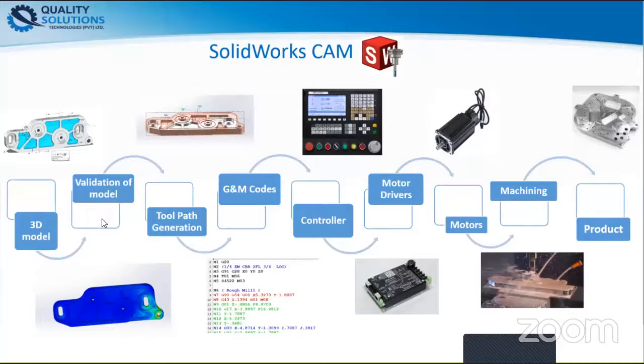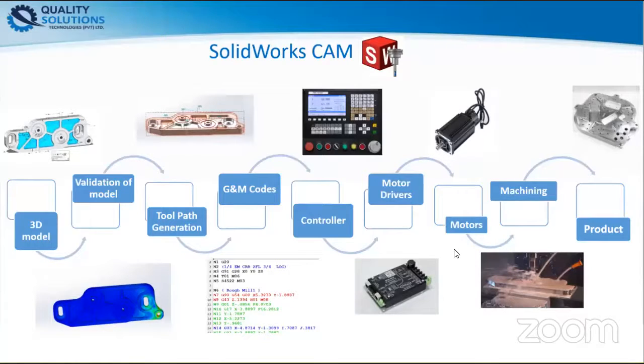Once we have finalized the design of the 3D CAD model, we can start the machining CAM process, which in the end generates the tool path. So with the generation of the tool path, we can go for the generation of G and M codes. And this is the language of the controller that the CNC machine controller understands. These codes in a text file will be sent to the controller of the CNC machine. And the controller will then send the signal to the motor driver, which will send the command or signal to the motor.